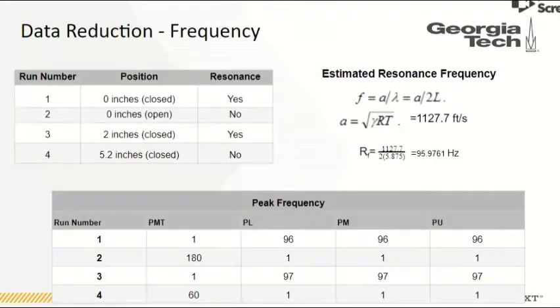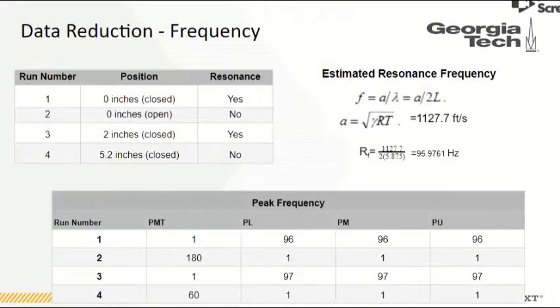Data reduction frequency. For the different run numbers at the positions given, we listen for the resonance. As you can see, with the valve open, we didn't hear any resonance. And at 5.2 inches, even with it closed, we didn't hear any resonance. That's because, like I said, at 5.2, that's basically the cutoff for our experiment, as far as we can tell.